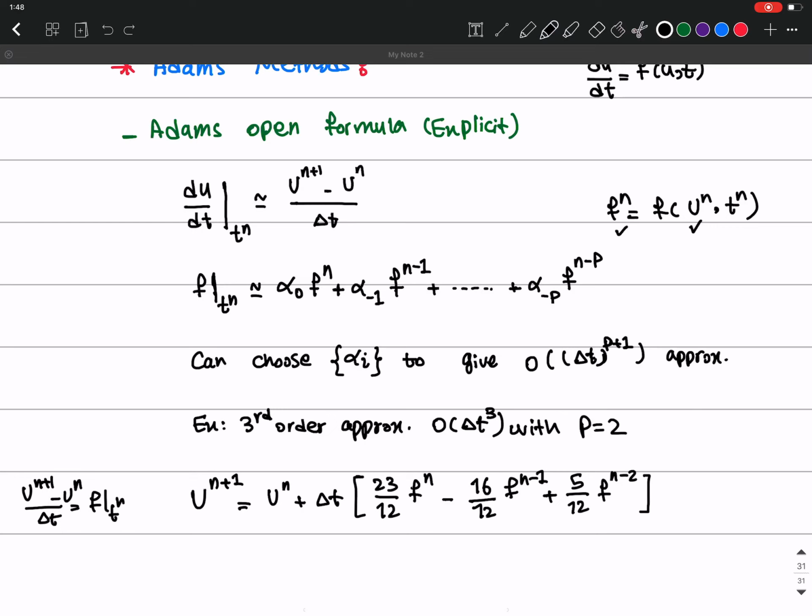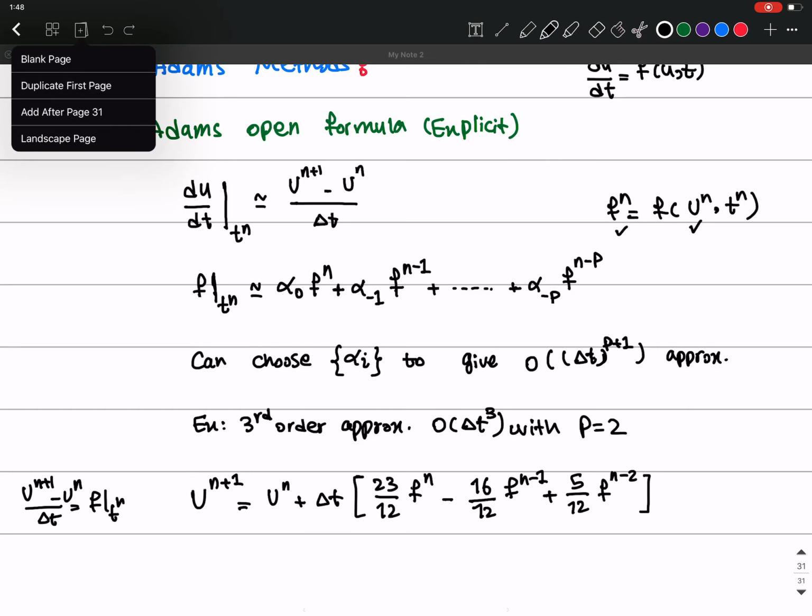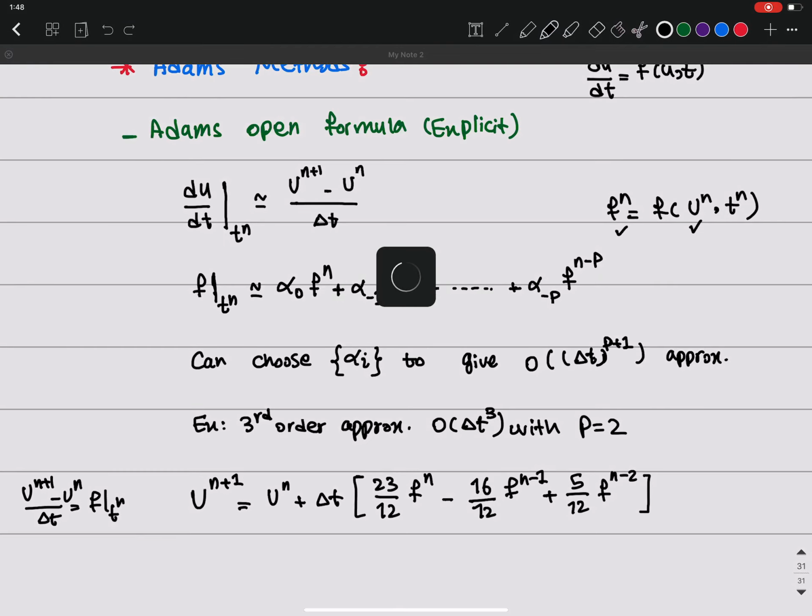with p equals 2, but only one stage, right? You don't have any intermediate stage between these two. You just calculate it at n minus 2, n minus 1, and n. Okay, so this is Adams open formula. We also call it Adams-Bashforth method or Adams open formula, which is an explicit form of that.